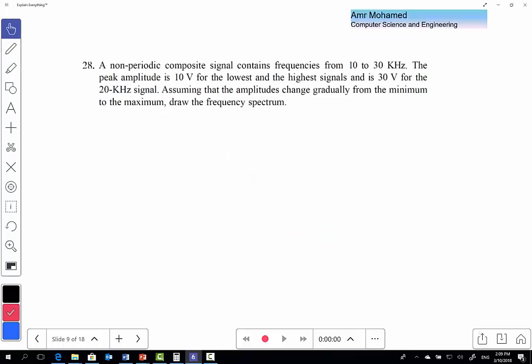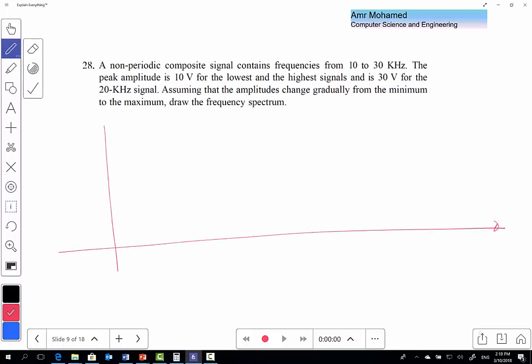Now, a non-periodic composite signal. We know that a non-periodic composite signal can be represented in the frequency domain using a continuous signal or analog signal. So this non-periodic composite signal contains frequencies from 10 to 30 kilohertz. So it starts from 10 kilohertz to 30 kilohertz. Okay, so the peak amplitude is 10 volt for the lowest and the highest. So here we have 10 volt, and here we have 10 volt.